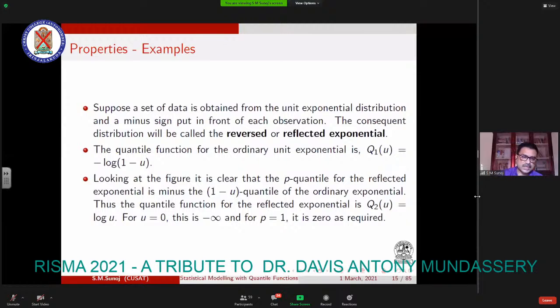Okay. Thus, the quantile function of the reflected exponential, if I denote it by q2(u), is log of u. So minus log of 1 minus u is replaced by u, and the minus sign is then minus of minus. So it is log of u. For u equal to 0 this is minus infinity, and for u equal to 1 it is 0, as required. That means it satisfies the property of the quantile function. Okay.